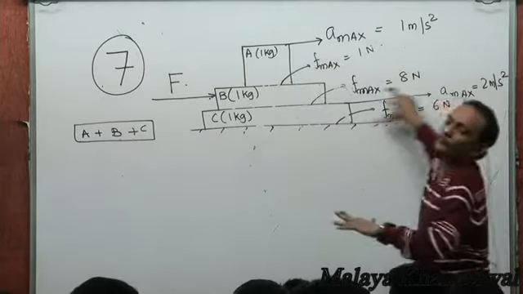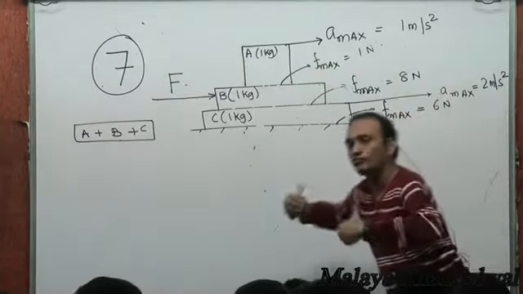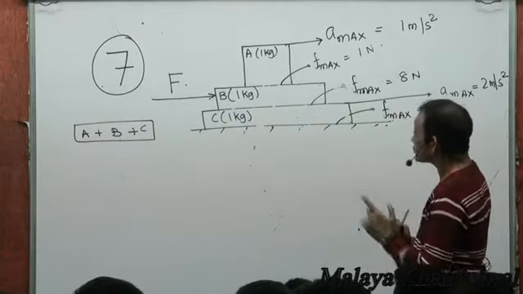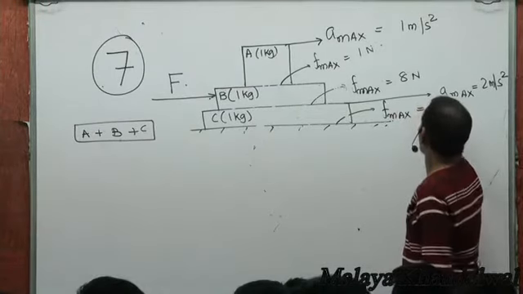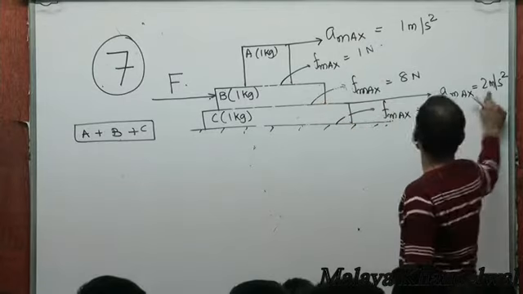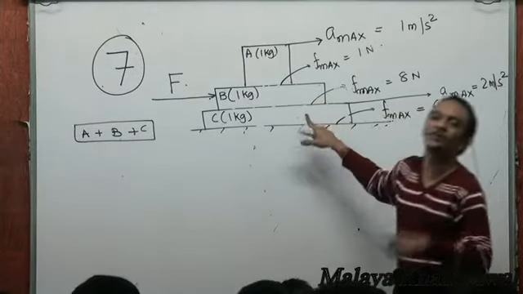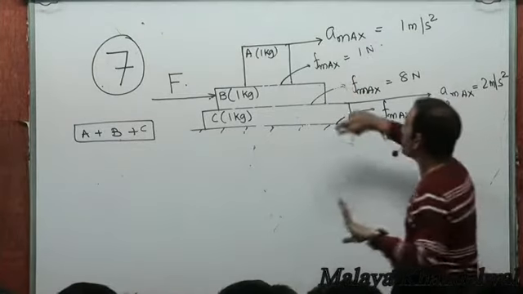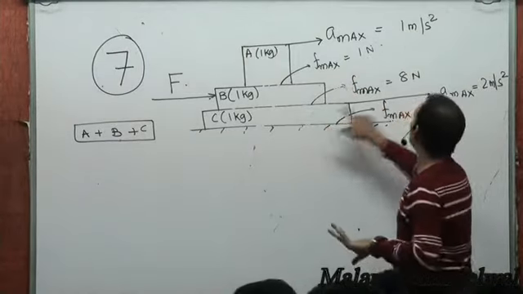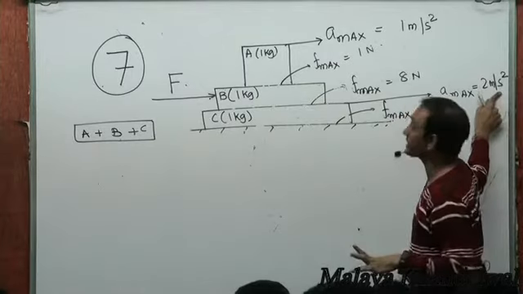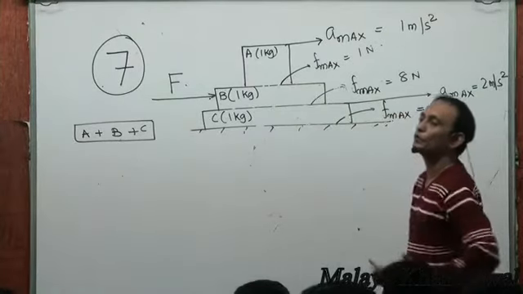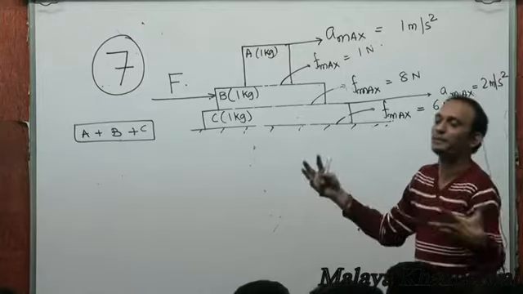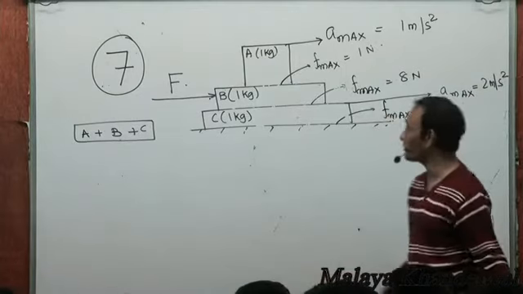And B and C will move together for a little while for increasing values of F. But then, for a maximum common acceleration of 2 meters per second squared, C will also have to part ways, right? And then C will continue to move with 2 meters per second squared. The acceleration of B will go on increasing. More the value of capital F, the merrier it gets for B.